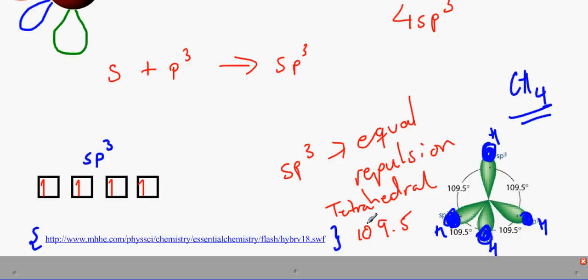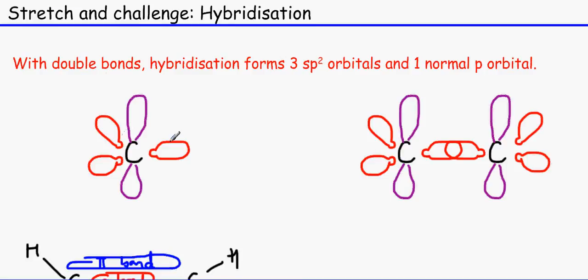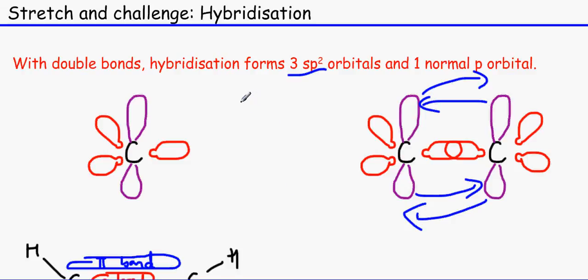Now, with double bonds over here, hybridization forms 3 sp2 orbitals instead of 4 sp3 orbitals. Why? Because we need a normal p orbital to stretch over each other, like so, and overlap each other to form the pi bond. So if we write it in an equation, we've got the s orbital plus 2 of the p orbitals, and then that would make 3 sp2. Okay, and there is a pattern as well. We would make 3 sp2, and we would have one normal p orbital.